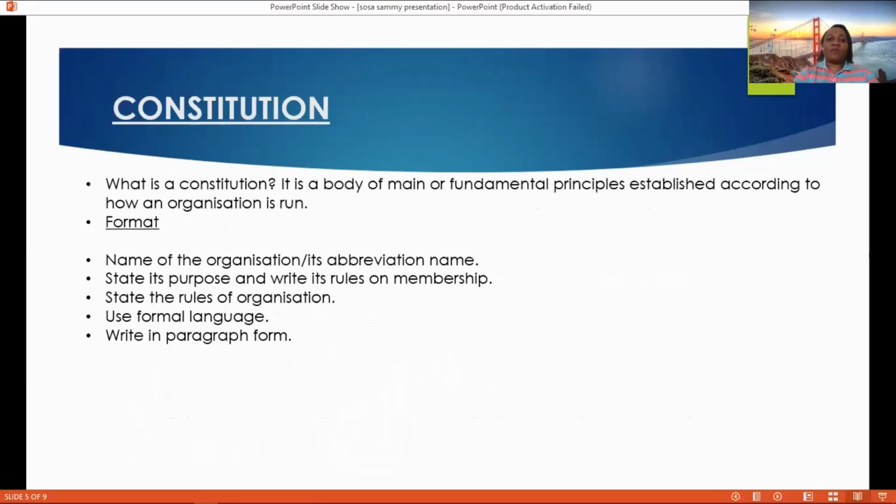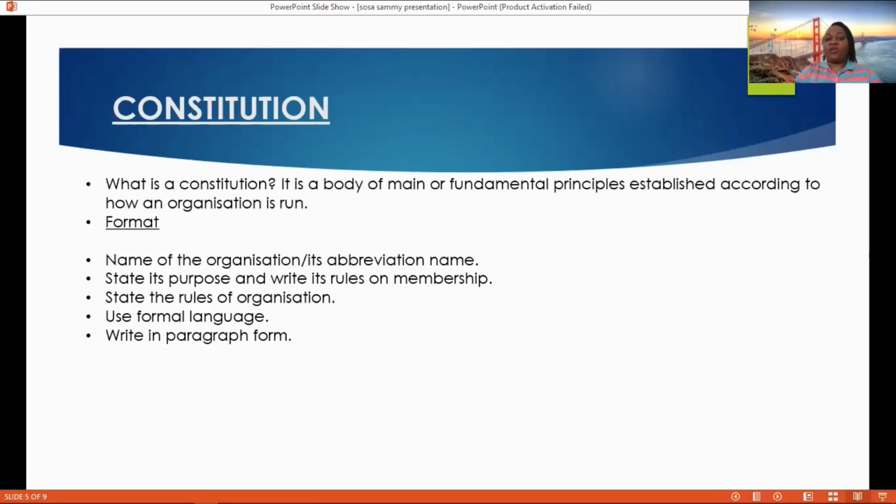Then we have also as one of our transactional texts for this term, constitution. What is a constitution? It is a body of main or fundamental principles established according to how an organization is run. You may think of many organizations that could be formed. Let's think of a simple one, maybe a youth organization in your community. Right. So you want to indicate the fundamental principles of this youth organization via a constitution. Right, let's look at the format of a constitution.